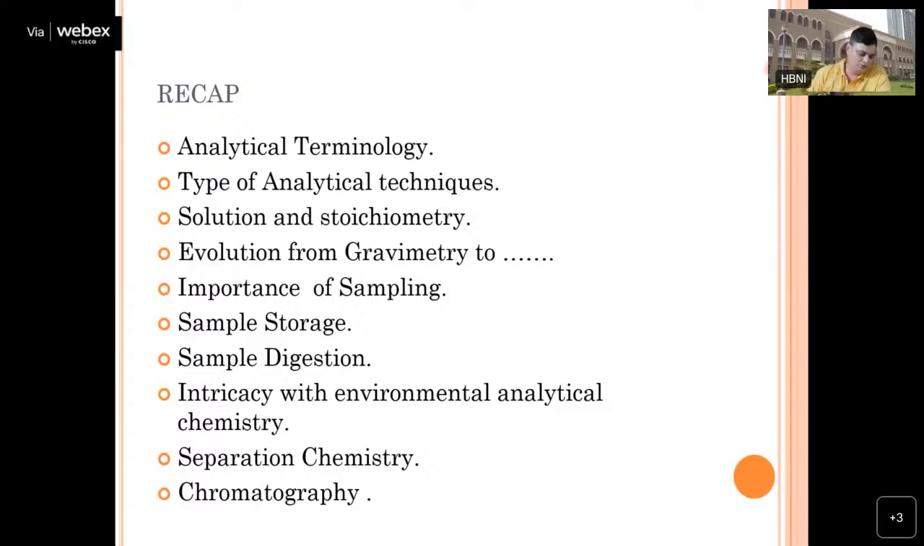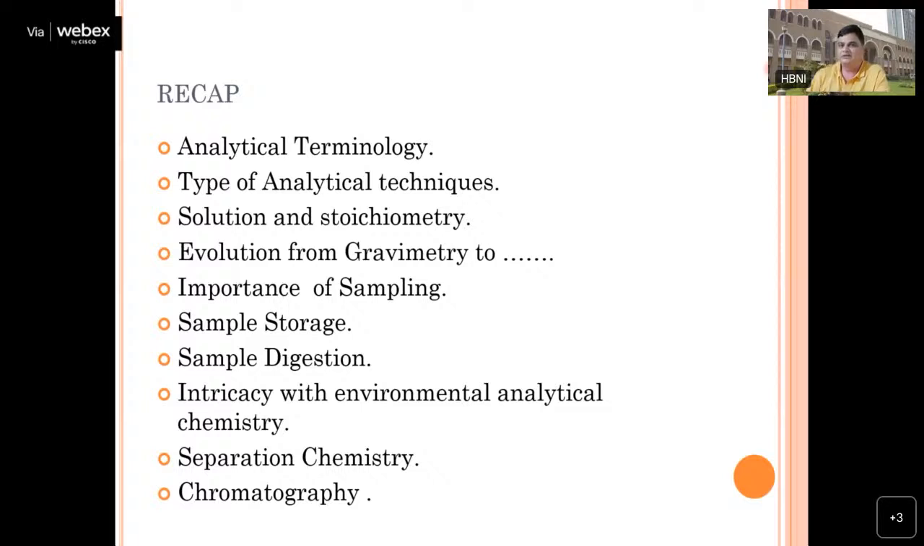Then we went through this intricacy with environmental analytical chemistry. Basically, normal analytical chemistry generally dealt with synthetic samples only. The sample you synthesize in a laboratory, so you are in a position to give the analyst all the information about your matrix. Whereas in the case of environmental samples, it is not possible, because you do not know the composition of the matrix. And most of the time environmental samples deal with very low concentrations, maybe in the range of ppm and ppb, and sometimes in the sub-ppb range also.